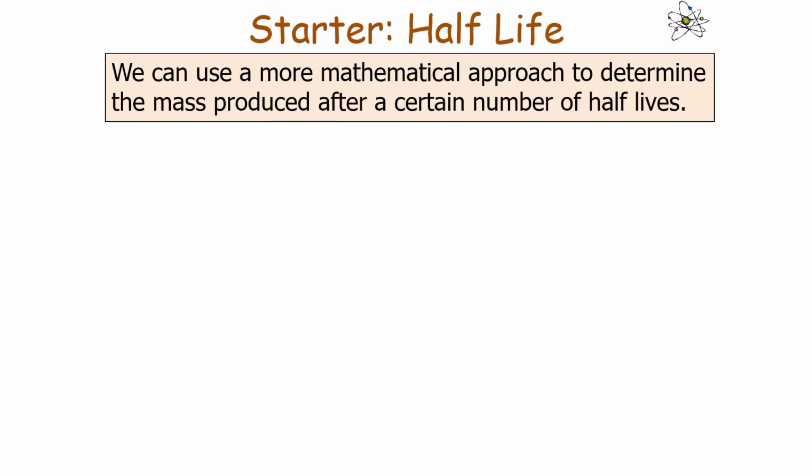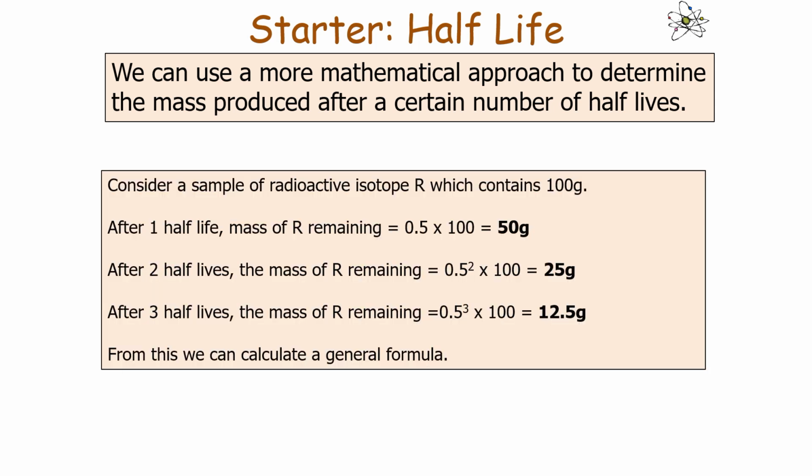Now we can have a more mathematical approach to determining the mass of a radioactive isotope, or the activity, or the count rate after a certain number of half-lives. So if we consider a sample of radioactive isotope R, which starts off with 100 grams of radioactive nuclei, after one half-life the mass remaining will be 50 grams, after two half-lives it'll be 25 grams, after three half-lives it'll be 12.5 grams, each time halving in size.